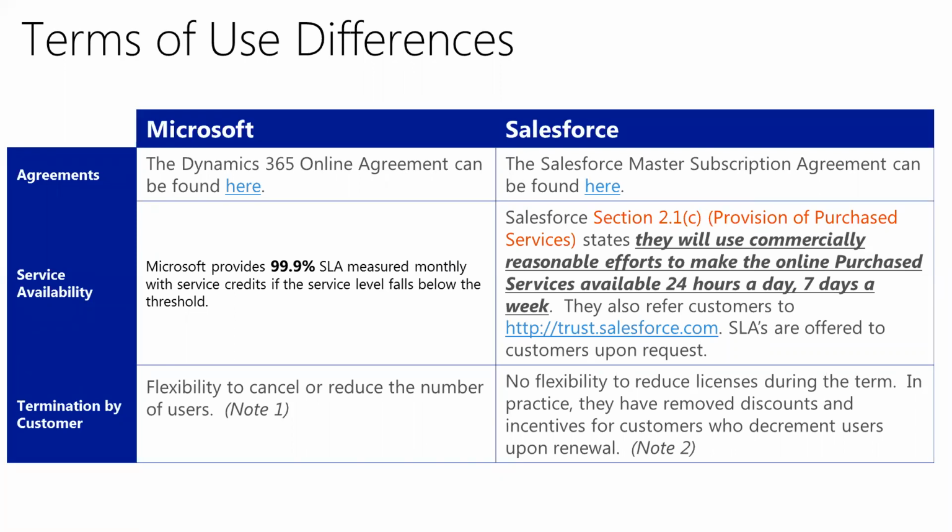Whereas if you go to the Salesforce side, in the general agreement, the Salesforce provision of purchase services, what they have mentioned is they will use commercially reasonable effort to make the online purchase service available 24/7. That is what they have mentioned in their agreement. That doesn't mean that they don't provide any SLAs.